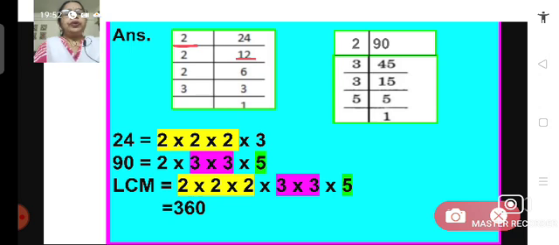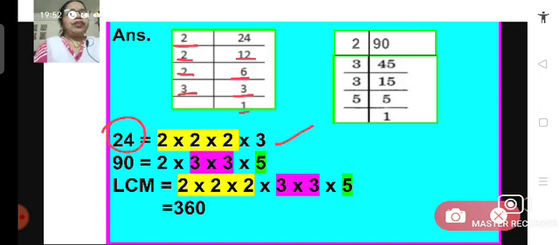Then again 12 can be divided by 2. We get 6. 6 can again be divided by 2. We get 3. And 3 divides itself. We get 1. So, what is prime factorization of 24? It is 2 into 2 into 2 into 3.